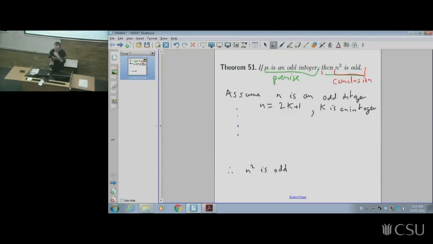Okay, what strategy? I'm supposed to be getting at the bottom that n squared is odd. So I'm supposed to be doing something to n squared. So let's look at n squared. What is n squared going to be equal to? 2k plus 1 squared.